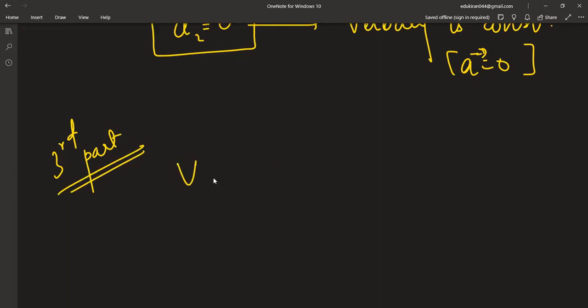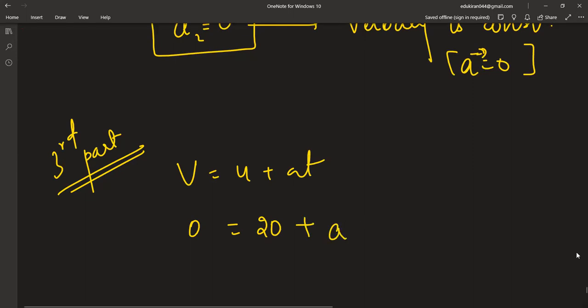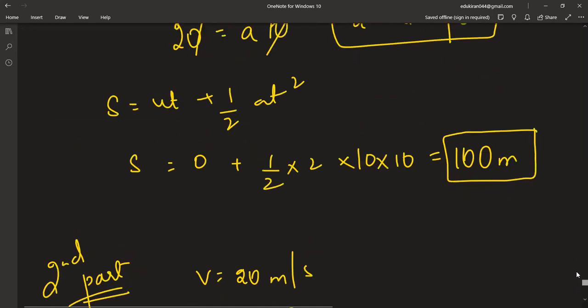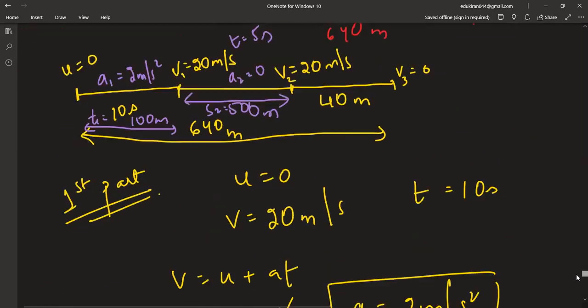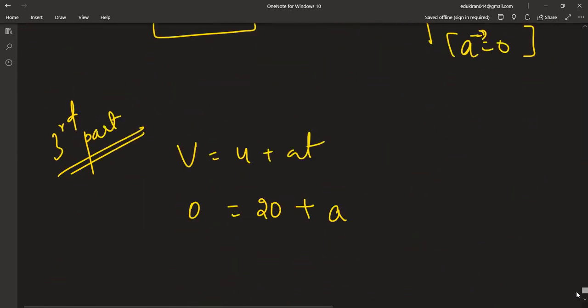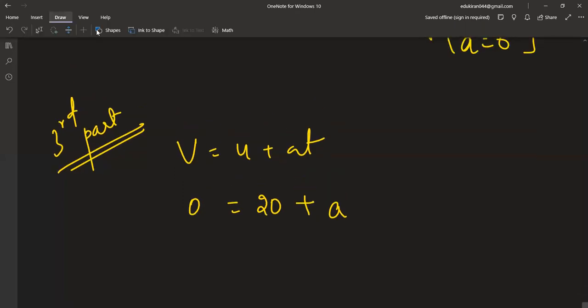Third part will be v is equal to u plus at. Final velocity is 0. Initial velocity is 20. Plus acceleration we do not know. What do we know? We know the distance. Okay. Let us use the other equation.